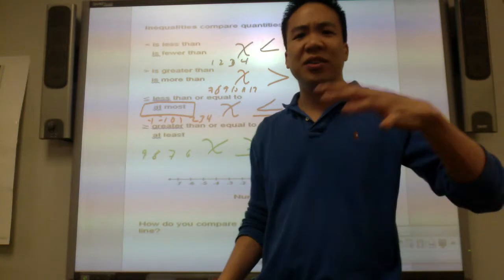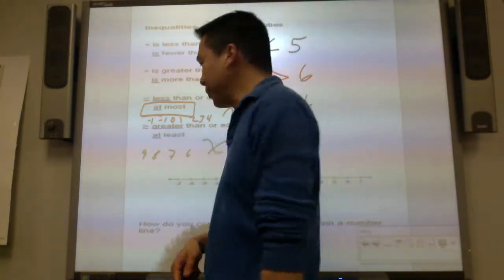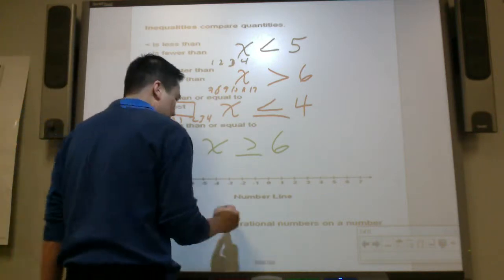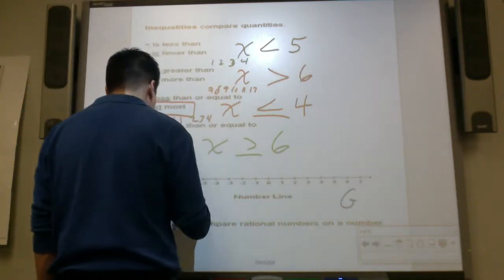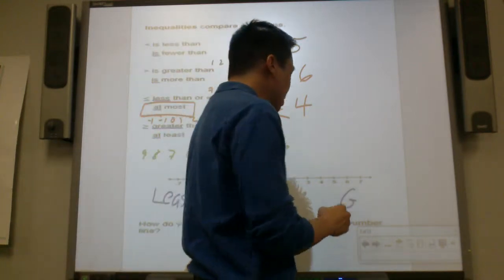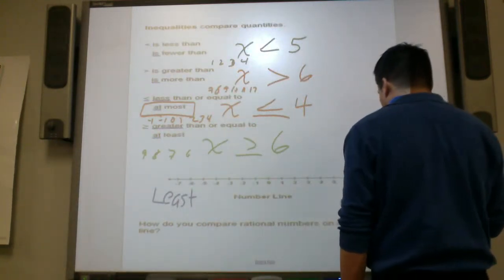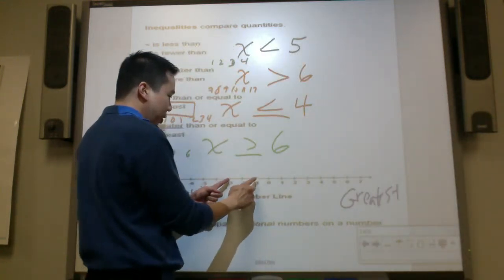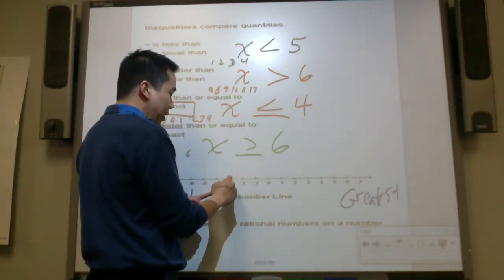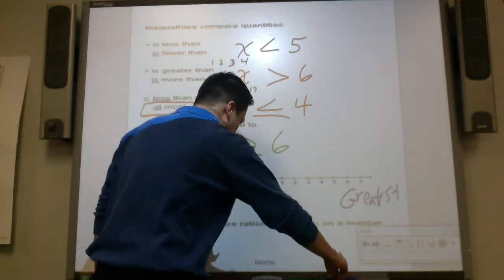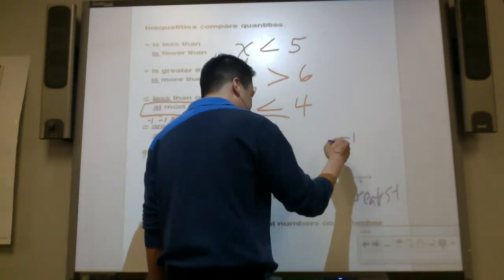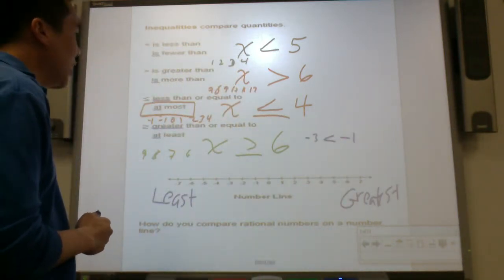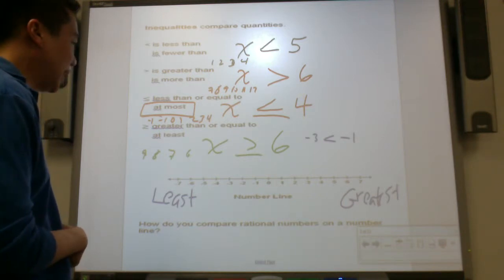What do you remember? We talked about this many, many moons ago. In the number line, where do you find the least numbers and the greatest number? L to G. The least numbers are located on the left, the greatest numbers are located on the right. So if there were two numbers like -1 and -3, -1 is greater than -3, or -1 is more than -3.